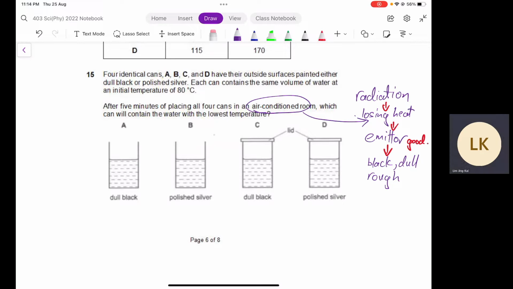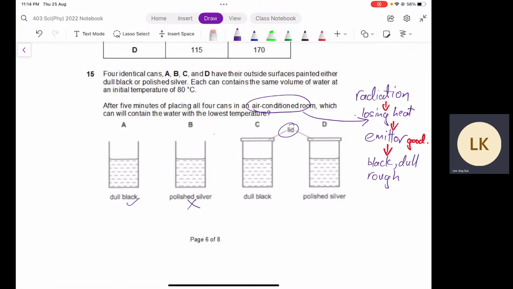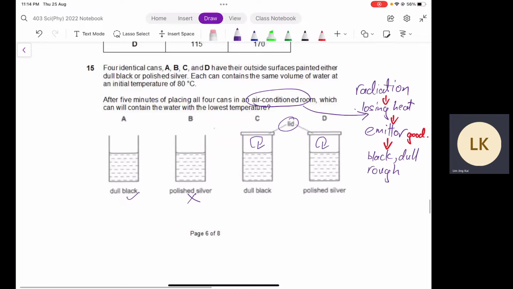Okay, so if you look at the question, dull black is okay. Polished silver for B is not okay. But C and D are very similar, and the problem is that there is a lid. So the lid actually reduces the heat loss by convection current, and therefore, if I talk about the lowest temperature, A would be my best answer.